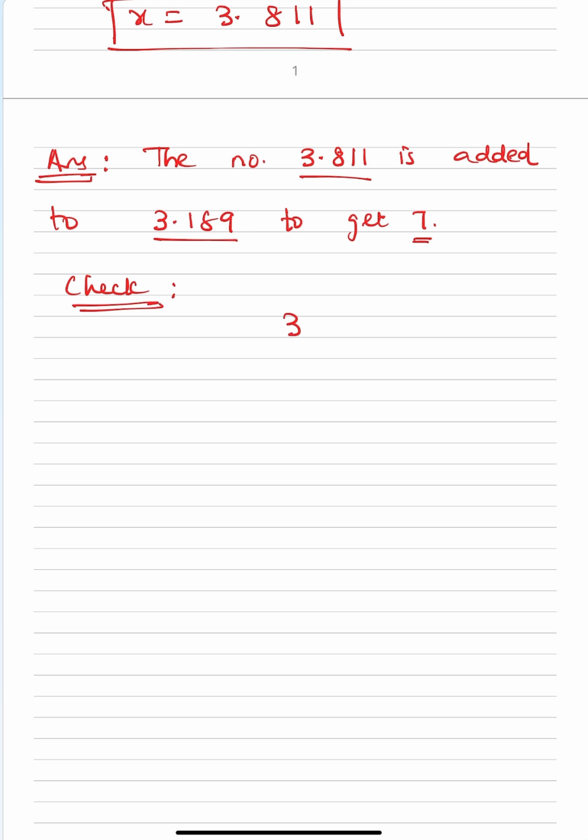Let us add 3.811 plus 3.189. 9 plus 1 is 10, 1 here. This is 9 plus 1, 10, 1, again 10, 1, decimal point and 7. So our answer is correct. We got 7. So the answer is correct. Okay. Let us take another sum.